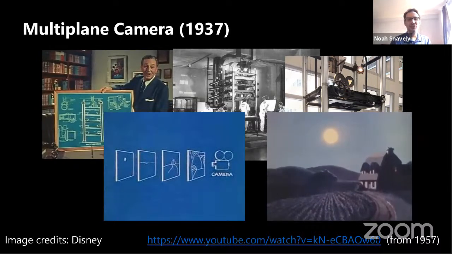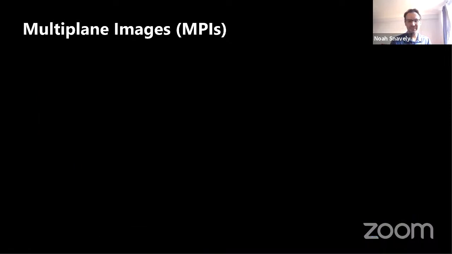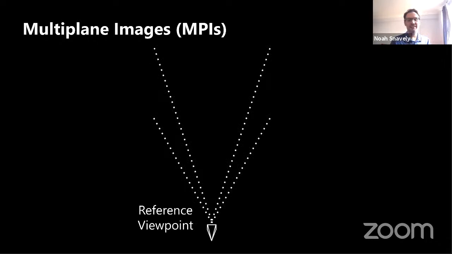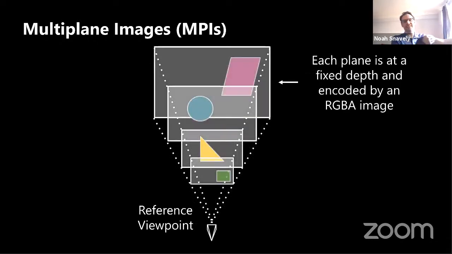Multiplane images use this same concept, but computationally, where you have a reference viewpoint and imagine a set of stacked transparencies, RGBA image layers, at different distances, sampled according to inverse depth.